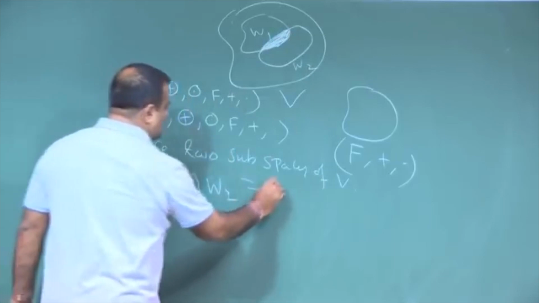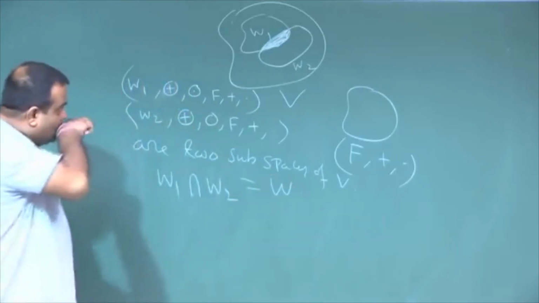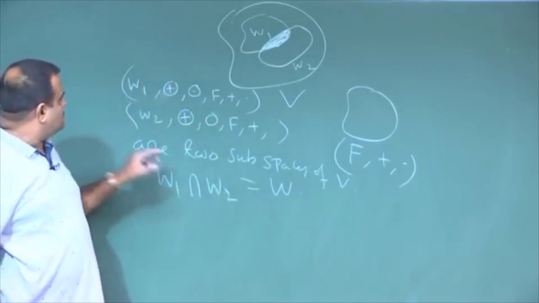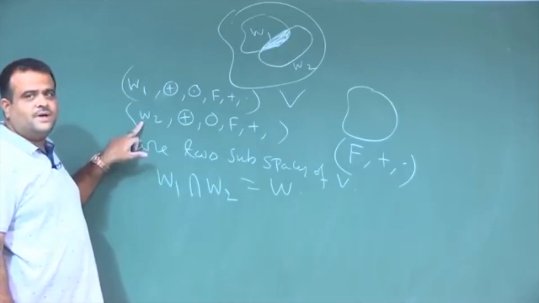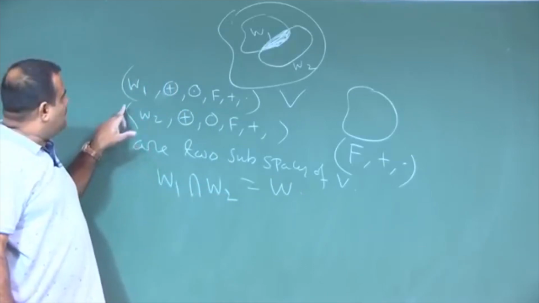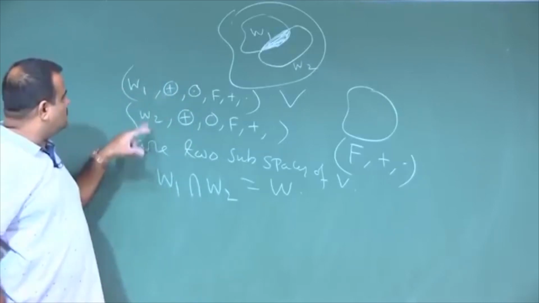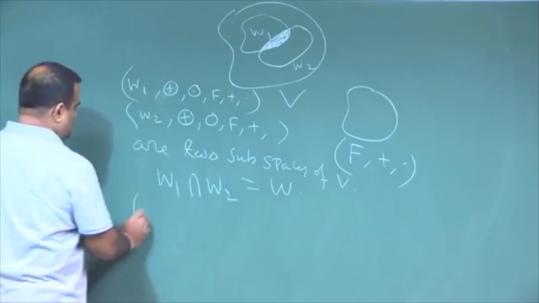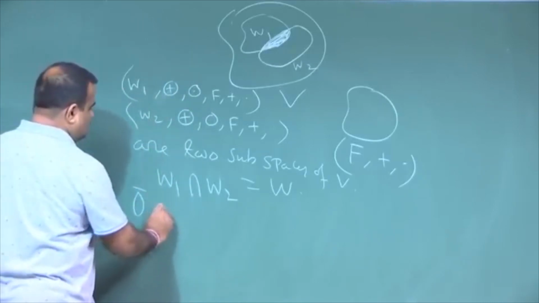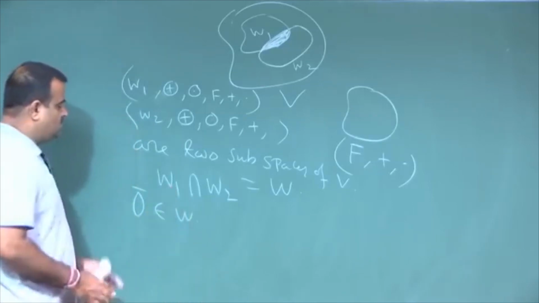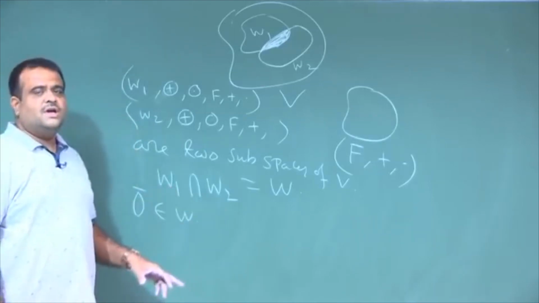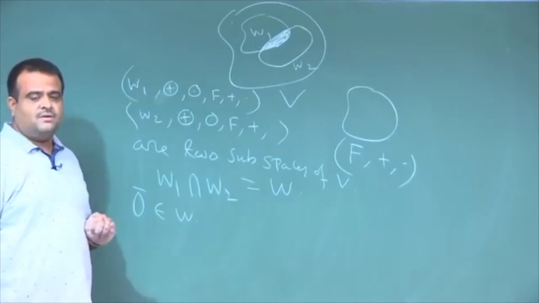Suppose this is W. Now, W is non-empty, because since W1 and W2 are vector spaces, the 0 vector must be there in both. So, the 0 vector belongs to W, because the 0 vector must belong to both W1 and W2 in order for these two to be subspaces.